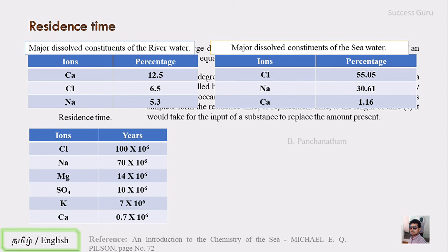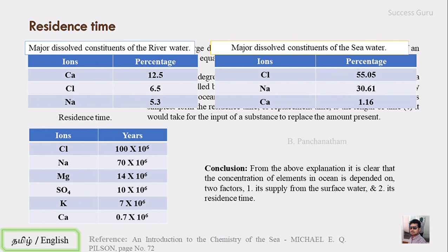So what controls this? That is the residence time. You can see that the chlorine river water concentration is just 6.5, but due to its highest residence time, that is 100 into 10 to the 6, it is in the maximum amount in the oceanic water. Is that clear? In terms of calcium, its percentage is 12.5, which is highest in these three, but its residence time is just 0.7. So the concentration of calcium in the ocean is very low, that is 1.16. Is that clear?